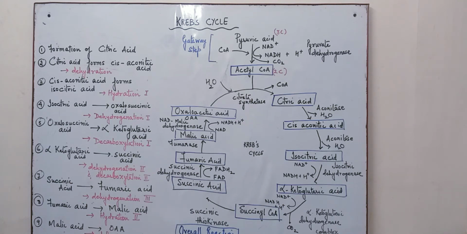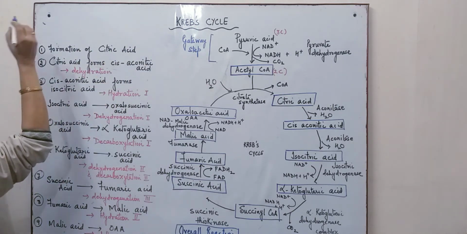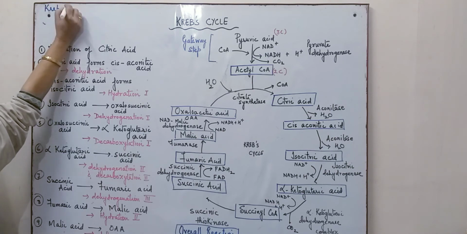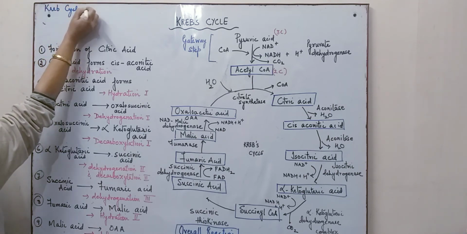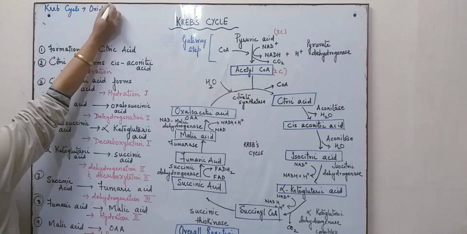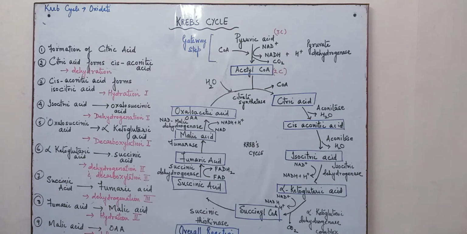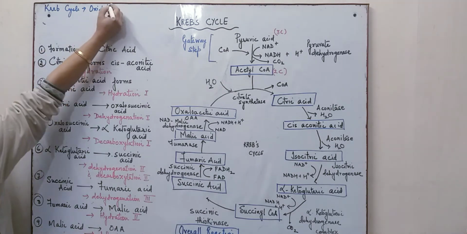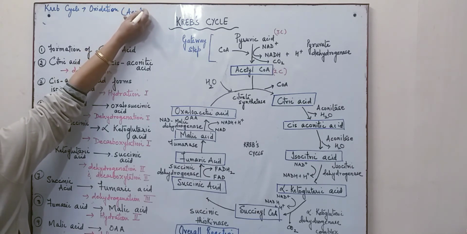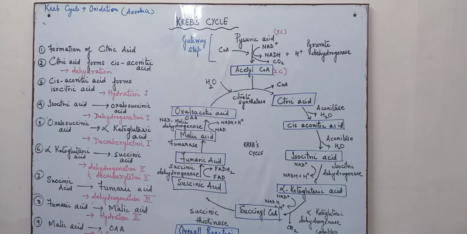Under aerobic conditions, the pyruvic acid formed during glycolysis enters the cycle known as the Krebs cycle. The Krebs cycle talks about the oxidative breakdown, the oxidation of pyruvic acid in aerobic conditions.